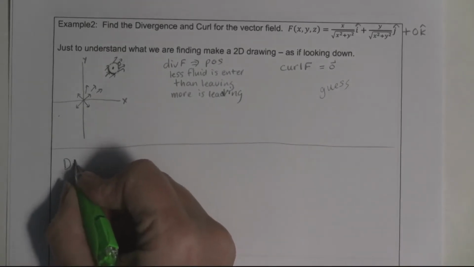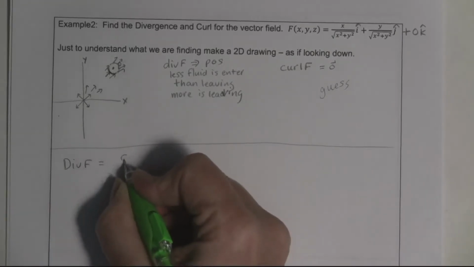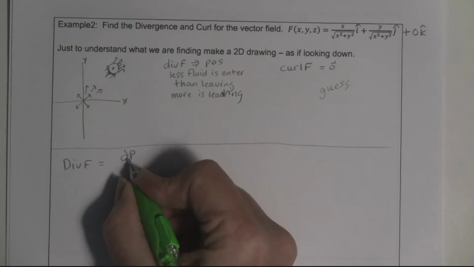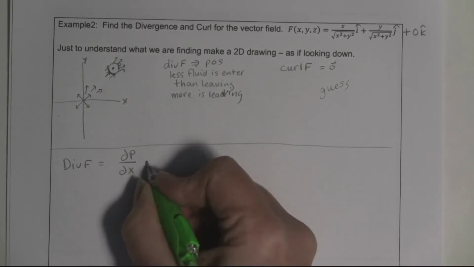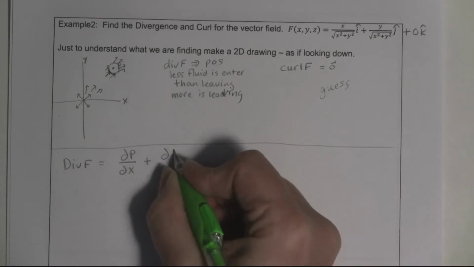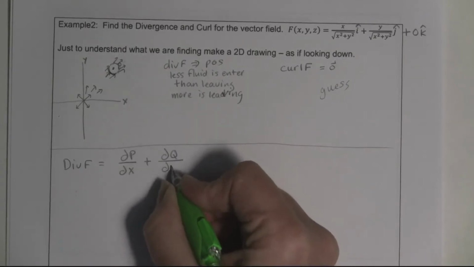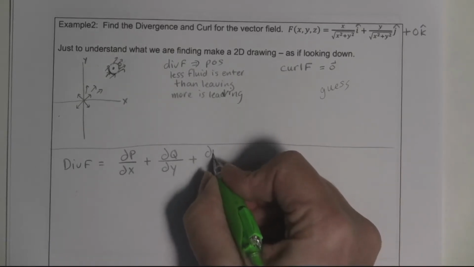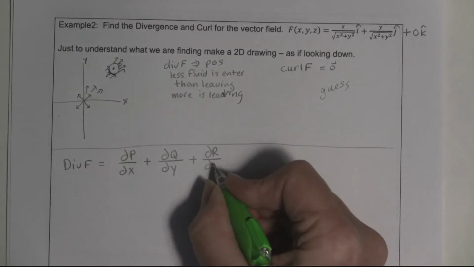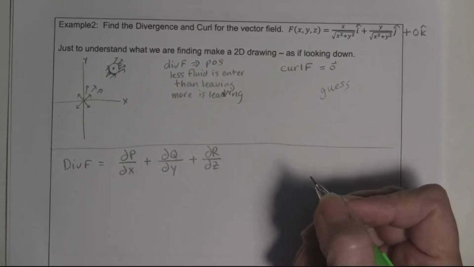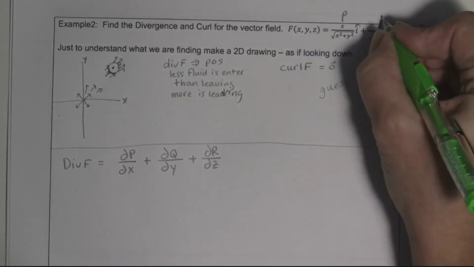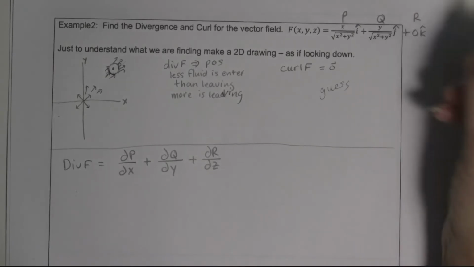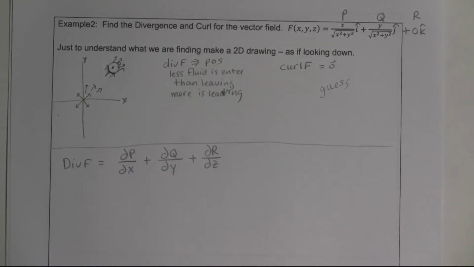So the divergence of F, and the formula that I like to use is this. I know that it's the dot product, and I have to admit that I just naturally start writing this when I've had a lot of experience with these. I've done 10 of them out of the book. So this is P, and this is Q, and that is R right there. And I have to take the partial with respect to x.